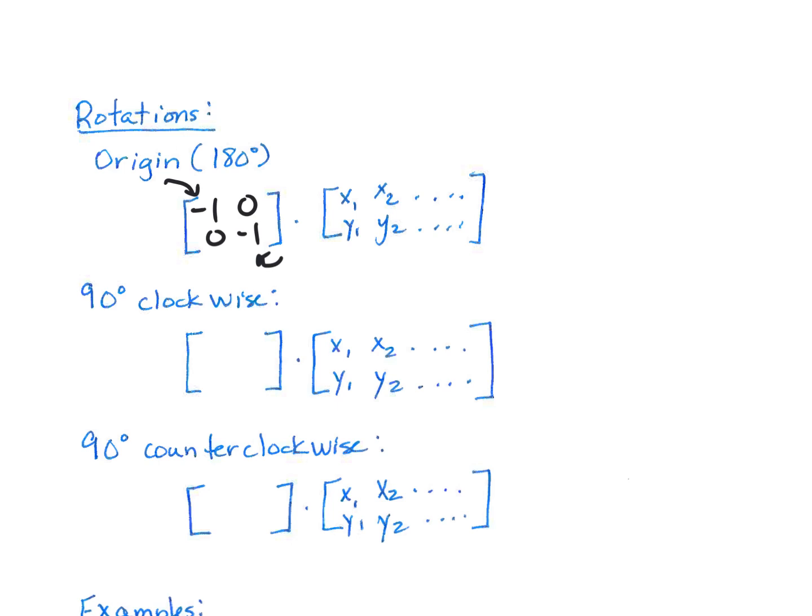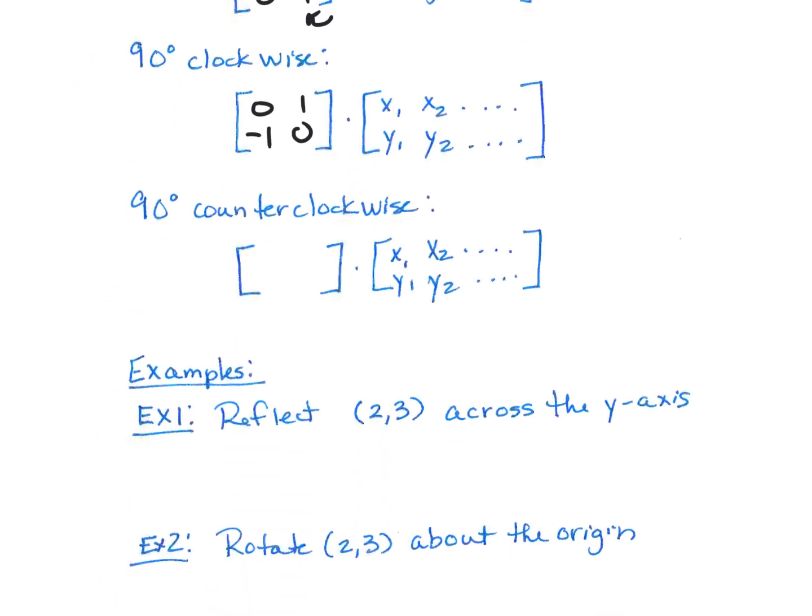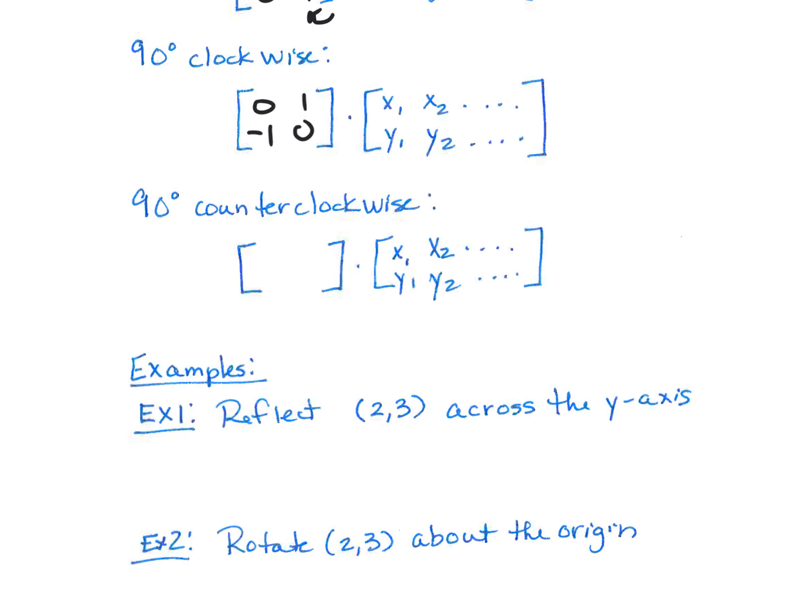90 degrees clockwise: 0, 1, negative 1, 0. All of these we're just multiplying. 90 degrees counterclockwise would make sense. If you think about it, this would become 0, negative 1, and this would become 1, 0 instead.